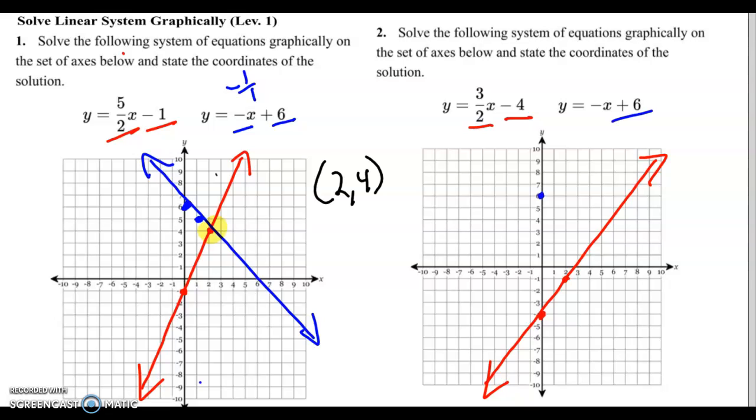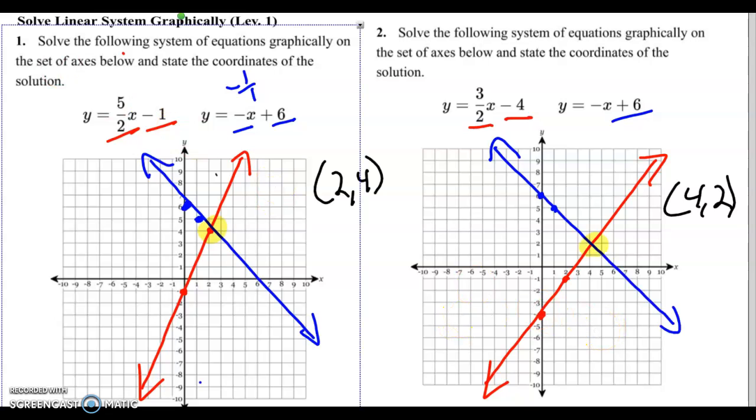Next you've got the y-intercept for the second one here. That's 6. And again, we've got a -1 for our slope, so -1 over 1. That means I go down 1 to the right 1. And I just draw the line. And where they cross at is (4, 2).